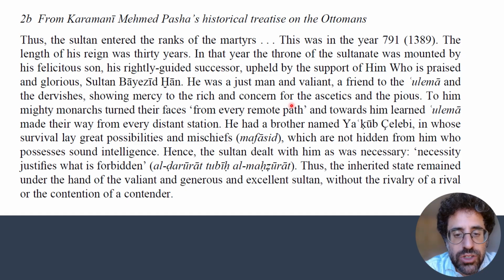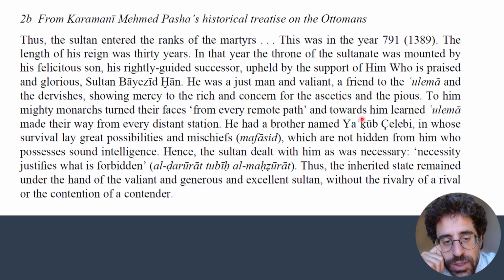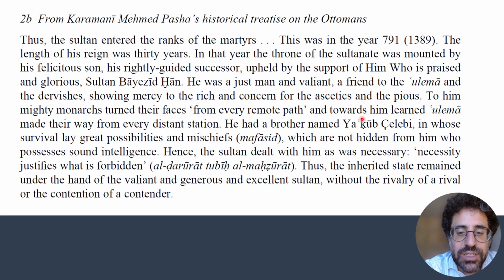He had a brother named Yaqub Chalabi, in whose survival lay great possibilities and mischief. Right, so this is the rival, which are not hidden from him who possesses sound intelligence. Hence the Sultan dealt with him as was necessary. Necessity justifies what is forbidden. What does that mean? It's kind of an excuse in Islamic law that if you're doing something for the greater good, if there is a necessary cause to eventually eliminate harm, and here the downfall of society, sedition, civil war, it's okay to kill your brother. And that's what they're saying here.